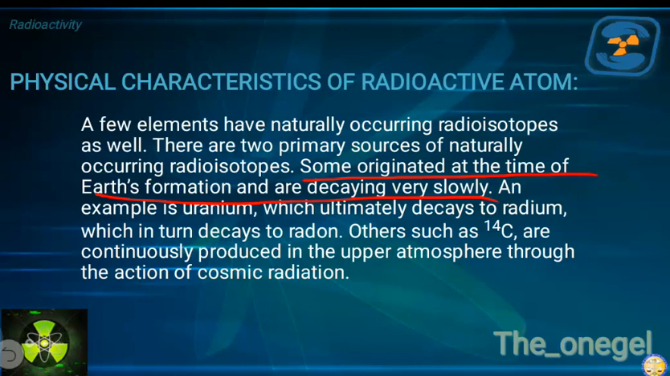So others such as carbon-14 are continuously produced in the upper atmosphere through the action of cosmic radiation. Ito, yung tinatawag naman natin dito sa kanila is the cosmogenic radiation. Kasi from cosmic rays or coming from the sun, nag-i-interact siya, or the carbon-14 interacts with the cosmic rays coming from the sun. Kaya tawag dyan, cosmogenic radiation.